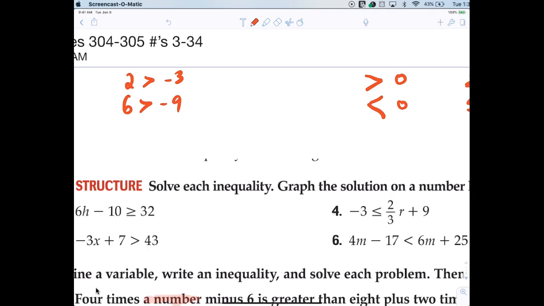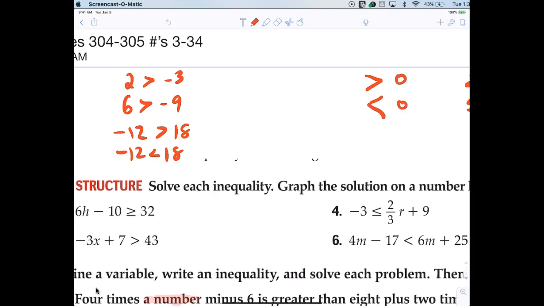Now watch what happens if I multiply by -2. If I multiply by -2, I get -4 is greater than 6. Is that true? No, -4 is not greater than 6. And because it's not true, you have to correct that. So in order to correct it, we do what to the sign? We change the sign. So -4 is less than 6.